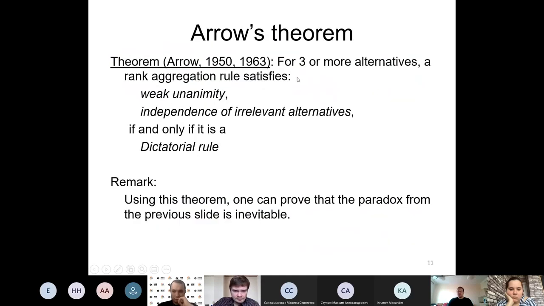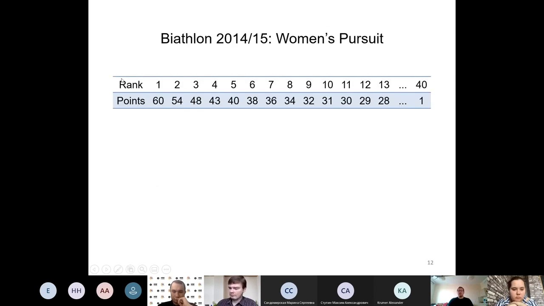independence of irrelevant alternatives. And actually, the famous theorem of Arrow says that for 3 or more alternatives, a rank aggregation rule satisfies very weak property, weak unanimity, and independence of irrelevant alternatives, if and only if it is a dictatorial rule. So in this main context, we should live with dictatorship.